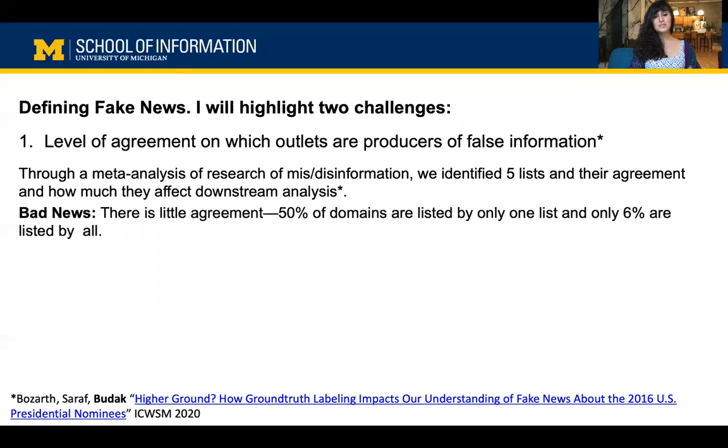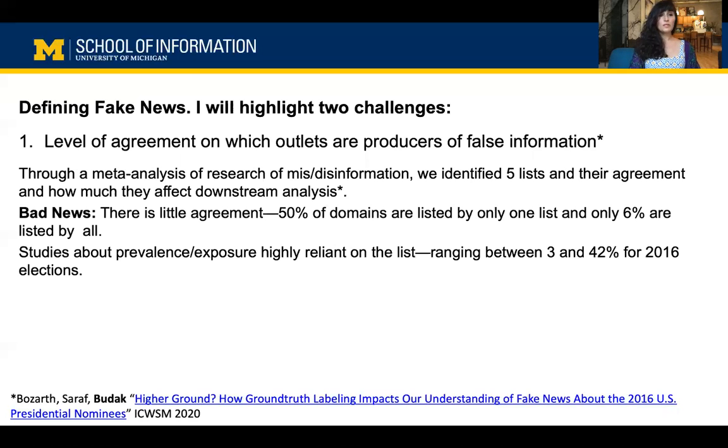The results are a mixed bag. Bad news is that there is little agreement. 50% of domains are listed by only one list, and only 6% of domains are listed by all. What's more, if you are looking at prevalence or exposure, and a number of studies are doing that, the results are highly dependent on the list that you choose. So for instance, if you're looking at fake news prevalence leading up to the 2016 election on Twitter relating to the nominees, that value would range between 3% to 42%. Which is a really wide range.